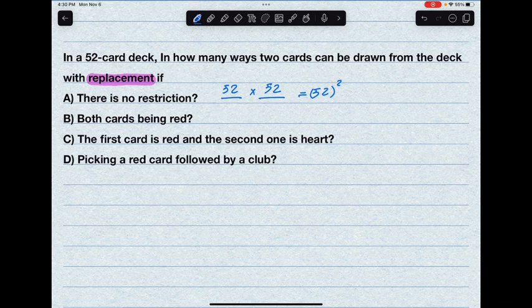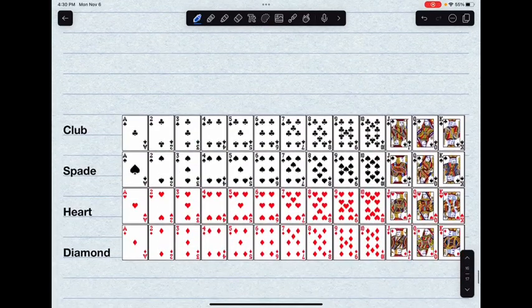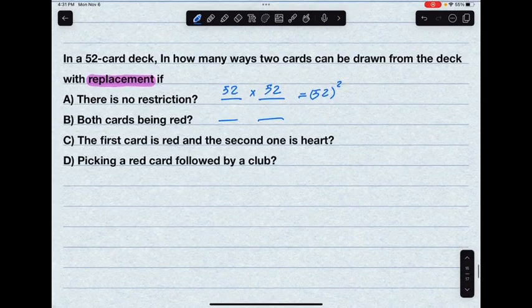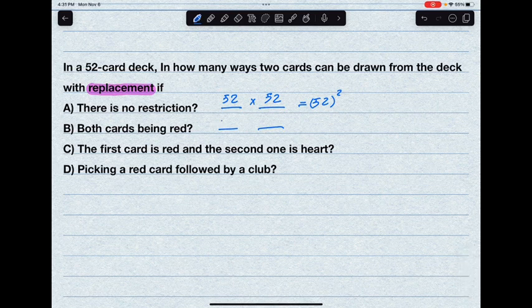Okay. Part B, both cards being red. Okay, so we are going to draw 2 cards, and both cards must be red. Again, we have replacement. Replacement is a condition on the whole question, okay, for all the 4 parts. So how many red cards do we have? We have 2 groups of cards. They are 13, heart and diamond. So which is 26. We have 26 choices for the first one, and 26 for the second one. So that's going to be 26 squared.